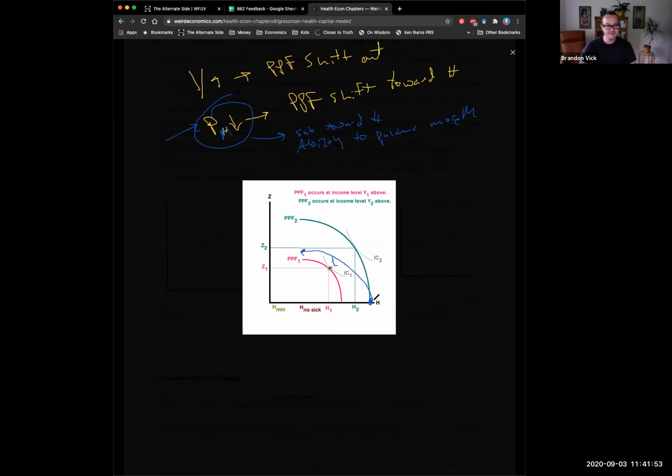So my PPF doesn't shift out the same. My PPF shifts out more towards health. Okay. So with the lower price of M goods, I'm shifting out more towards health, but it could go up a little bit the other way because I do have greater purchasing power. But most likely, I'm going to substitute more of my money, more of my overall income into this healthy thing. And so we could say I move from 1 to 2. I'm more likely to move from 1 to 2.